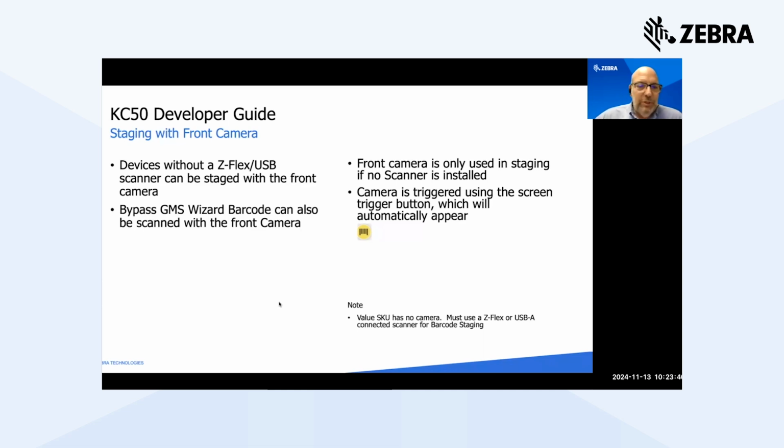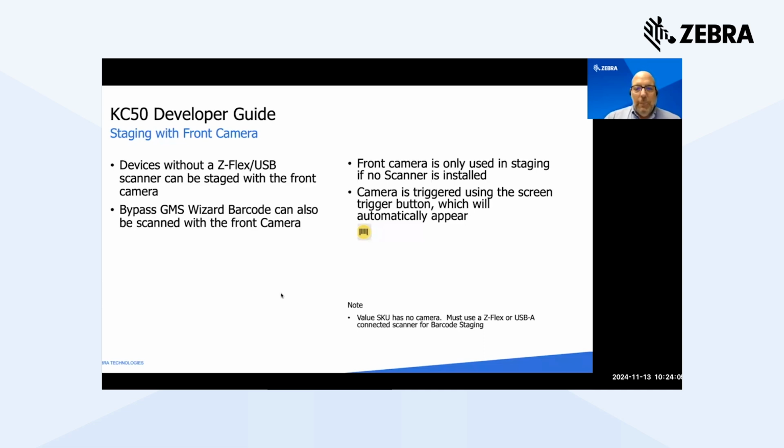So you can actually do this. You can bypass the GMS Wizard; the barcode can be scanned with the front camera. What will happen is if you turn on the device for the first time, it'll bring up the little yellow circle camera trigger you can see on the right side of the screen. If you press that, it will bring up the camera scanner, and you can put a barcode in the field of view of the camera and scan it to continue staging.